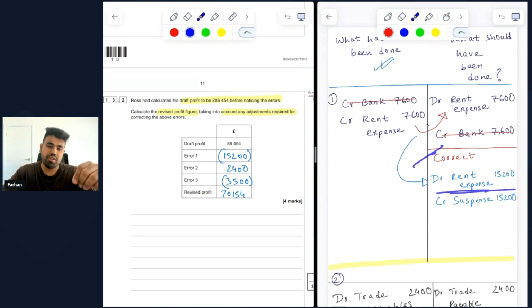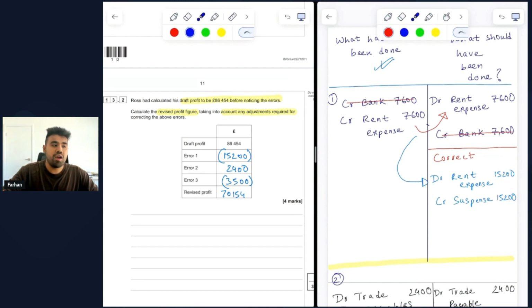So if profit has to go down, when you want to fix this error, as you can see on the left-hand side of the screen within the table, I have used the £15,200 for the rent expense that was debited in brackets. Why is that so? Because of the argument that we had just made. Expenses are going up. So if expenses go up, the costs go up, the profit should go down. So from the initial draft profit of 86,454, if you were to fix error number 1, you'll have to subtract 15,200 more, just because debiting rent expense means that expenses are going up.